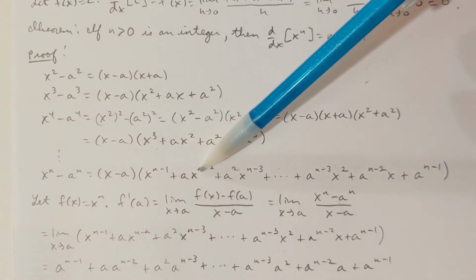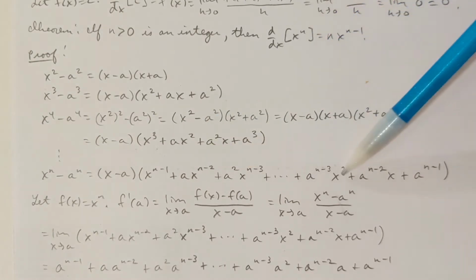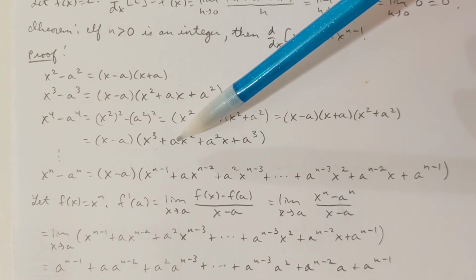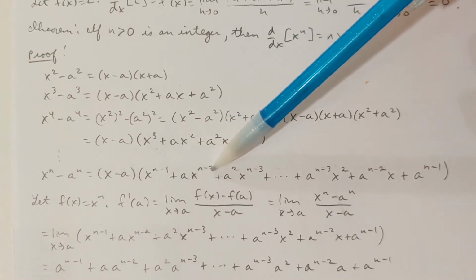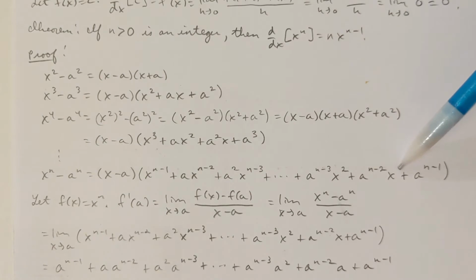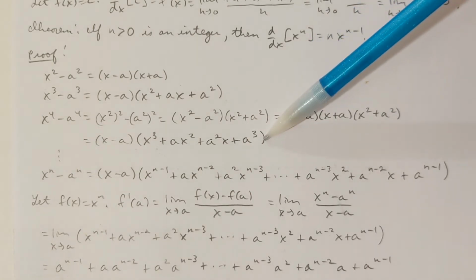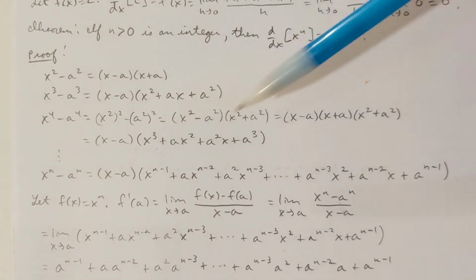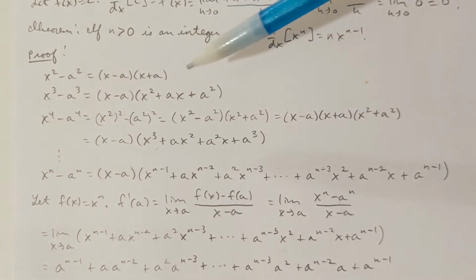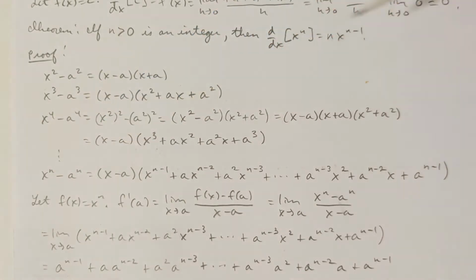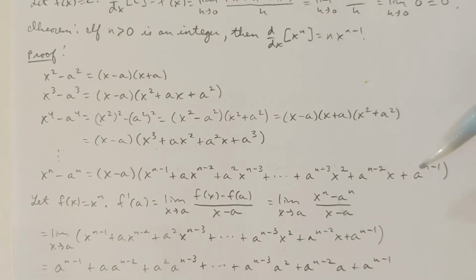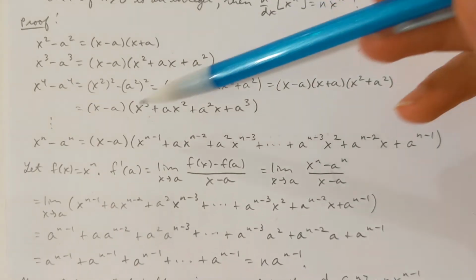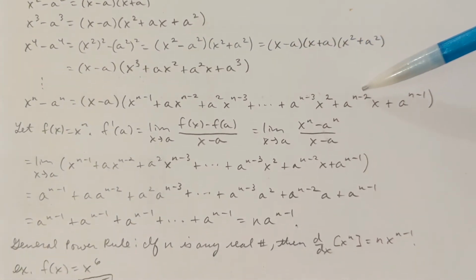And the powers of x are going to decrease by 1 as you go term by term, and then the powers of a are going to increase by 1 as you go term by term. By the way, in the last term, the power of a is going to be the same power of x, which again is 1 less than the power that was originally given to you there, whatever that n value is. So a to the n minus 1 would be the last term there.